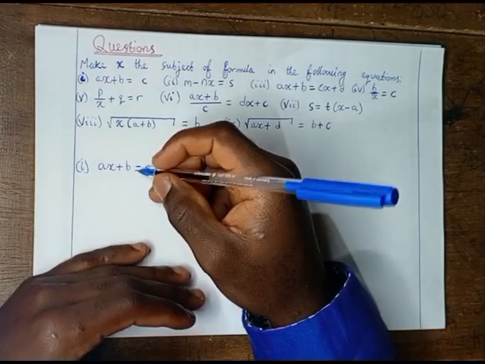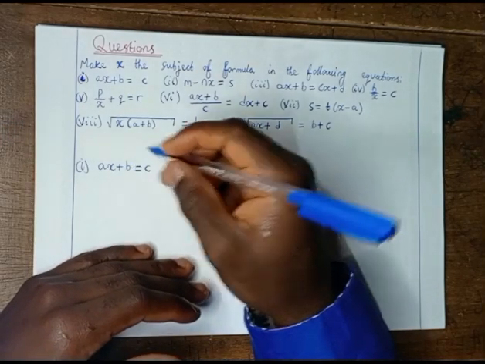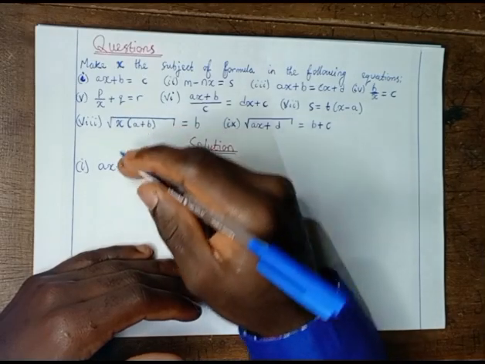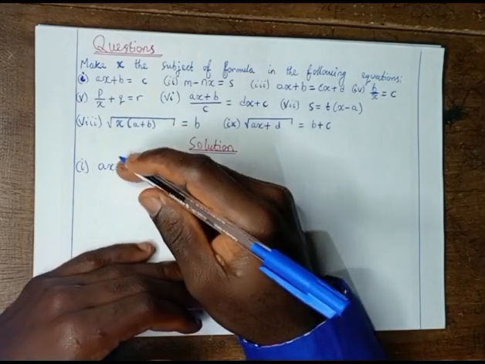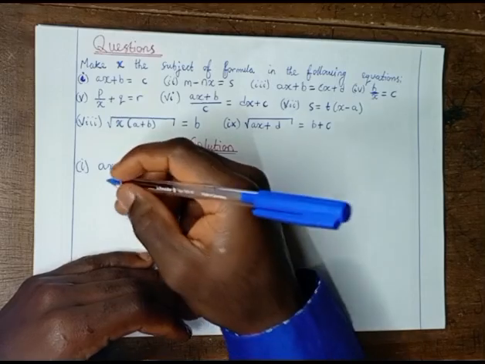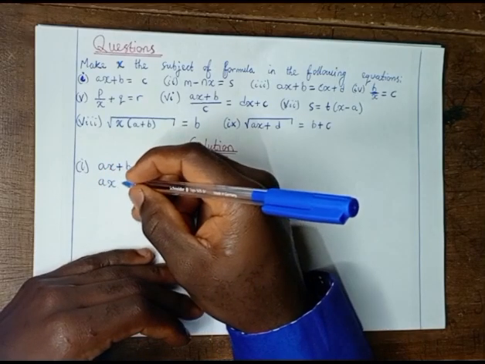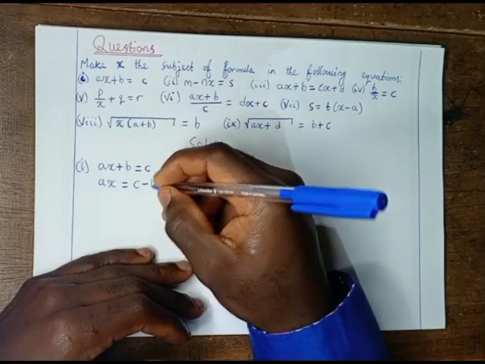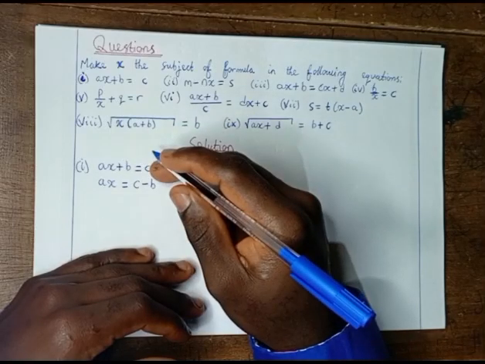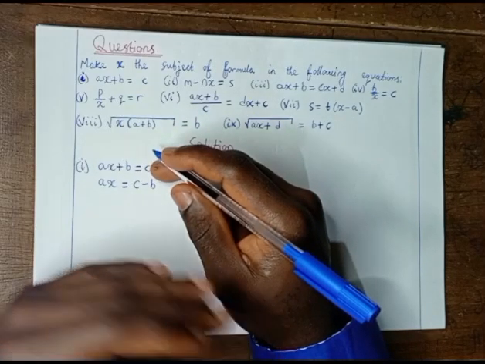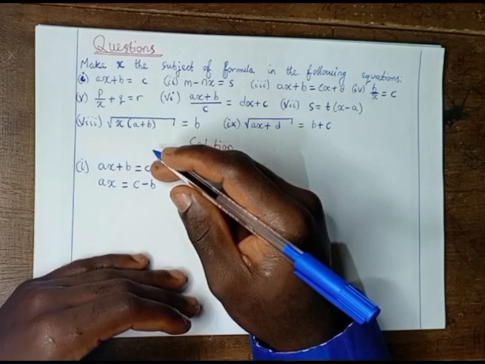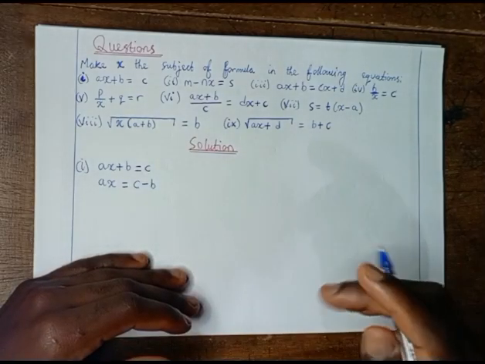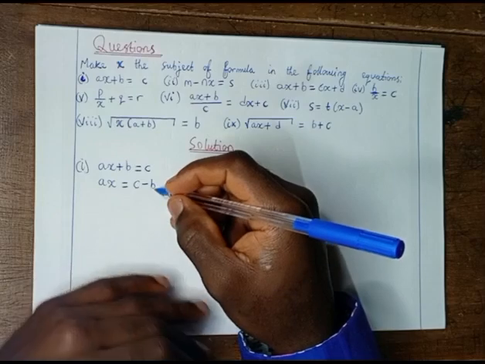First thing, we are going to transfer the variable b to the right hand side. Transferring b, here b is positive, so b becomes negative. This will give us ax to be equal to c minus b. When anything crosses the equality sign, the sign of that variable changes. That's why b is negative here.